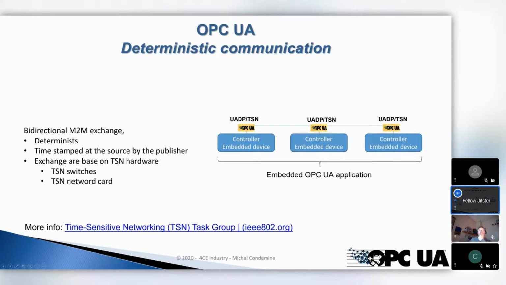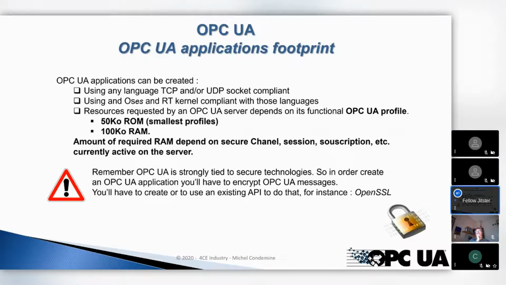So just a slide about the footprint, because we are talking embedded. OPC UA for sure can be implemented in servers or clients, or OPC UA applications in general can be implemented in various OSs and various hardwares. So you can implement very generally. You can create an OPC UA application as soon as you have a programming language that is able to handle a TCP or UDP socket. You can create your application for any OS or real-time kernel compliant with those languages. So let's say in general GCC is available on embedded Linux, then you can create an OPC UA application on embedded Linux.